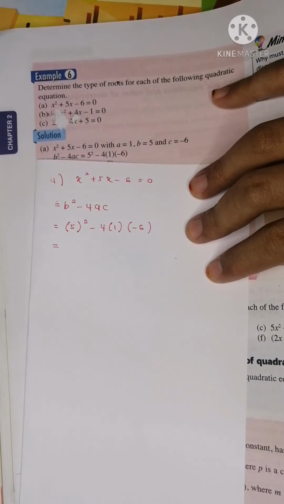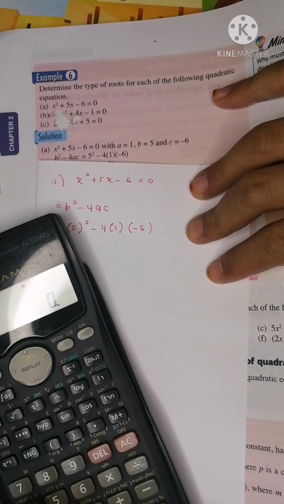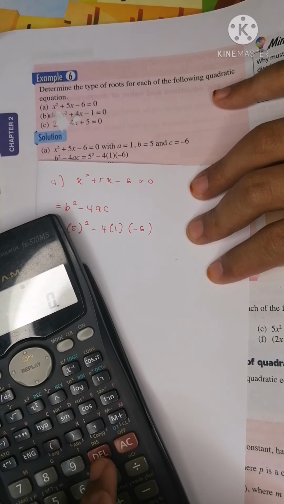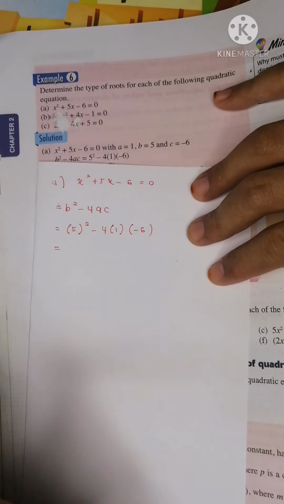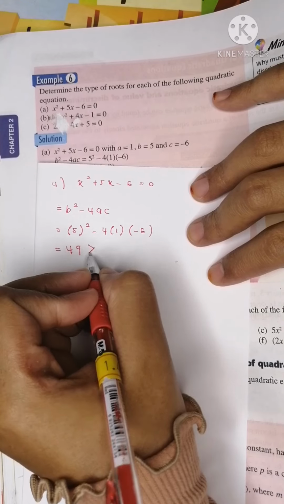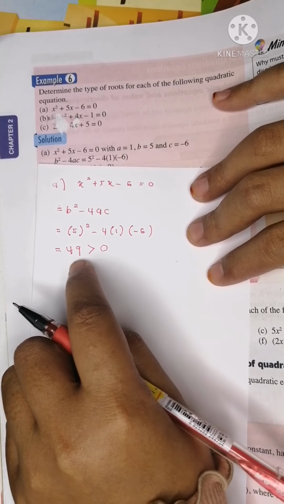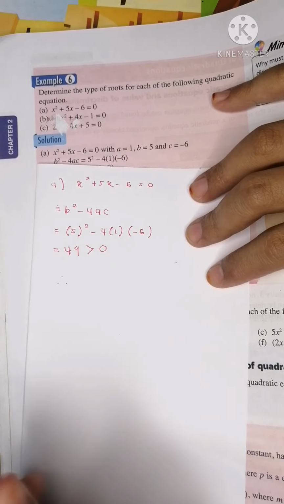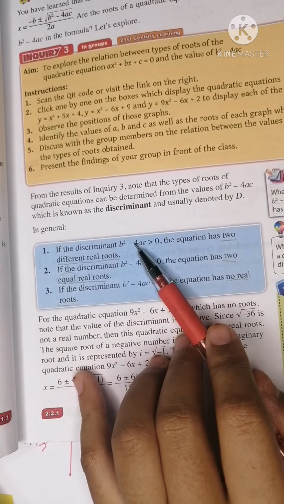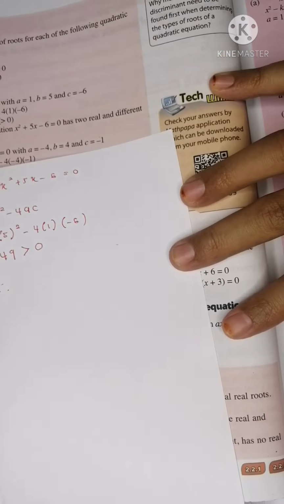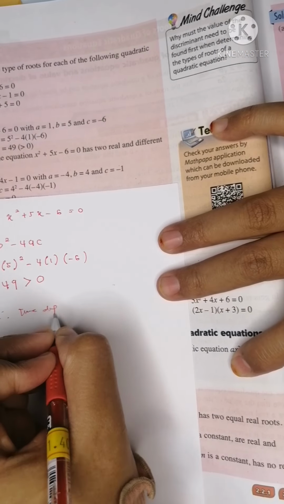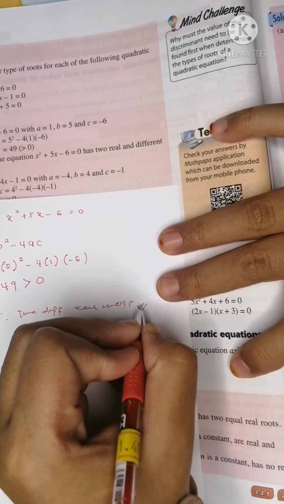Now in your calculator, 5 squared is 25, minus 4 times 1 times negative 6. Then you get 49. 49 is greater than 0. If the value of the discriminant is greater than 0, what is the type of root? Look at the back. If the value of the discriminant is greater than 0, then we know that the equation has two different real roots. That is the answer.